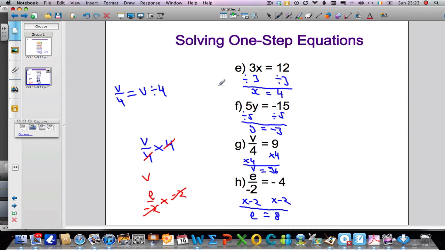That is how we solve one-step equations. And hopefully, once you know how to do all of this, we can just build on that and go on and do some two-step equations.